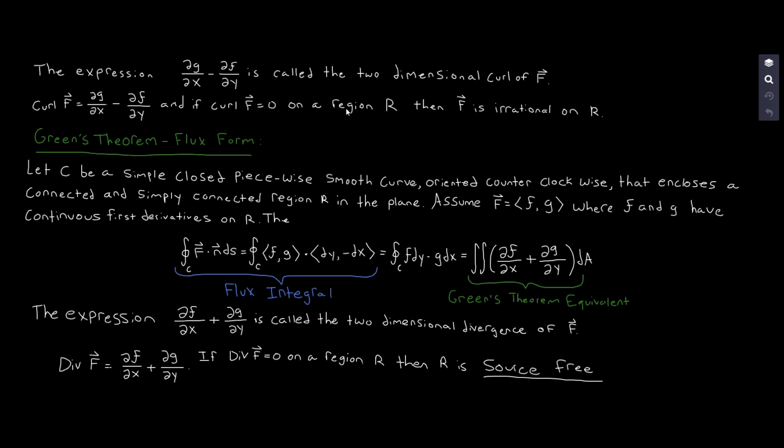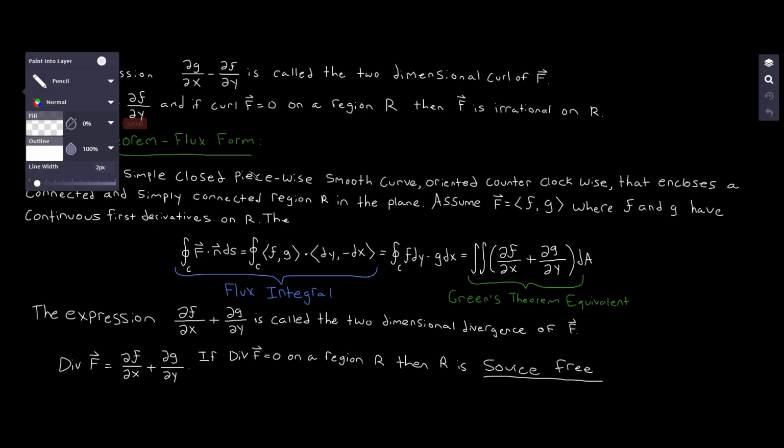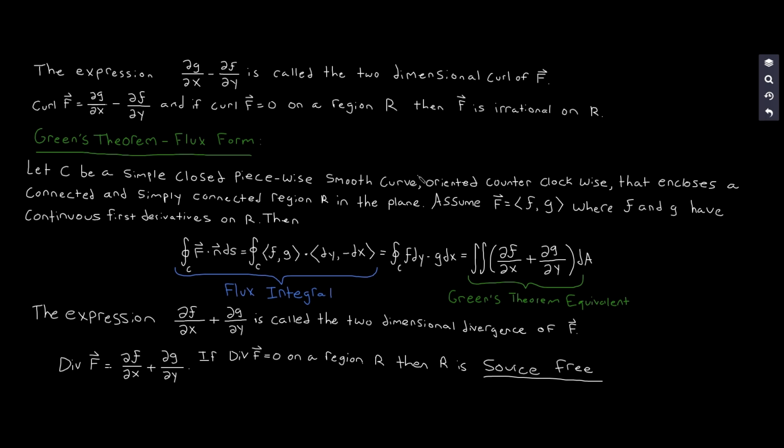And so that leads us into the second form of Green's theorem, the different flavor, and that is flux form. If we let C be a simple closed piecewise smooth curve oriented counterclockwise that encloses a connected and simply connected region R in the plane, we can assume that vector F equals F and G, where F and G have continuous first derivatives on R. Then, this is supposed to have an n. Can I put that there? There we are. Then this equation is true, and we have the flux integral, and we have Green's theorem's equivalent.